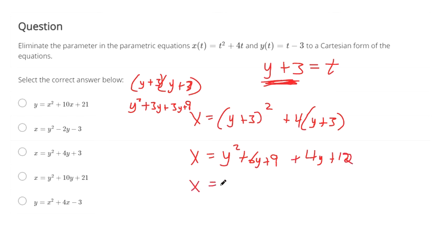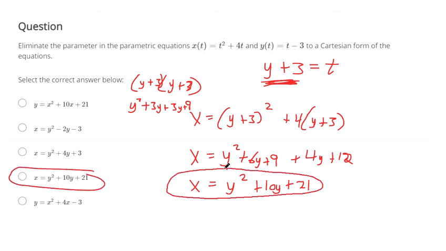And then just to clean things up, combine like terms. That's 10y plus 21. x equals y squared plus 10y plus 21. That looks like the one that matches what we have here.